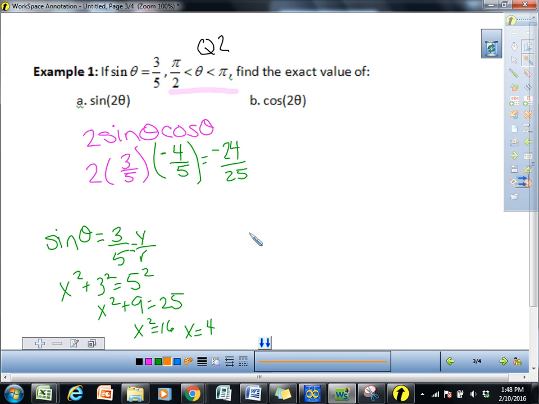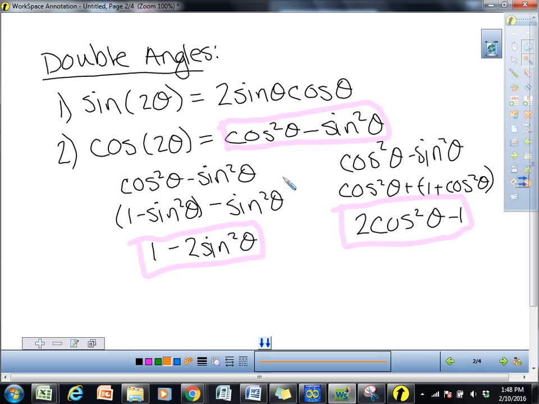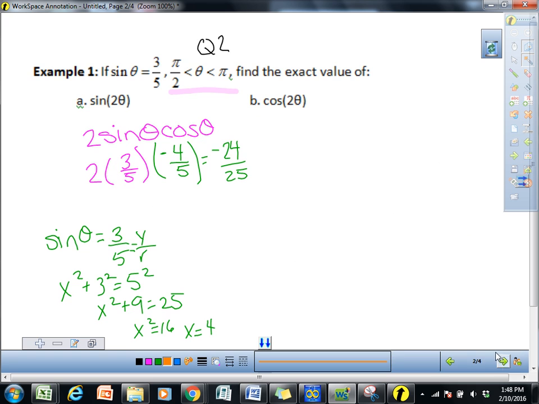So we can use either one of these three formulas. I would suggest to use this one here, the 1 minus 2 sine squared theta, since they gave us sine theta, and that way if you mess up on cosine, you won't mess up over here. So let's do that. So 1 minus 2 sine squared theta, but you should get the same answer no matter what formula you use. Sine is 3/5, so let's square that, gives me 9 over 25.